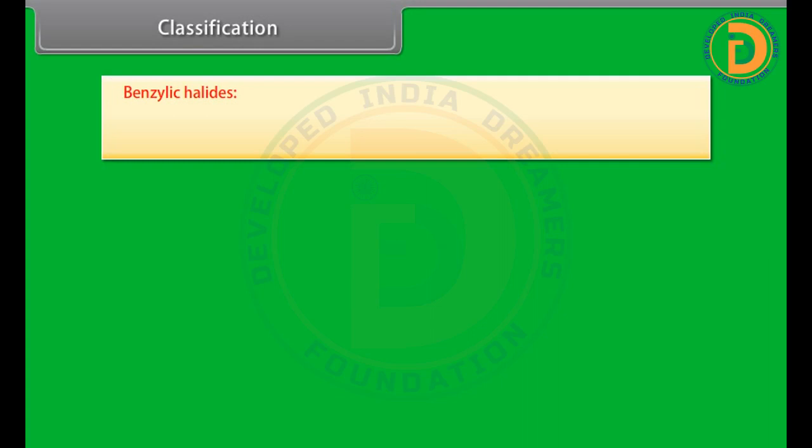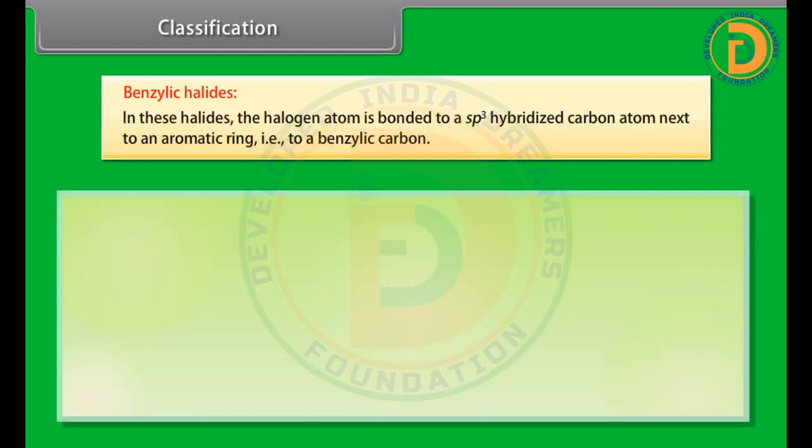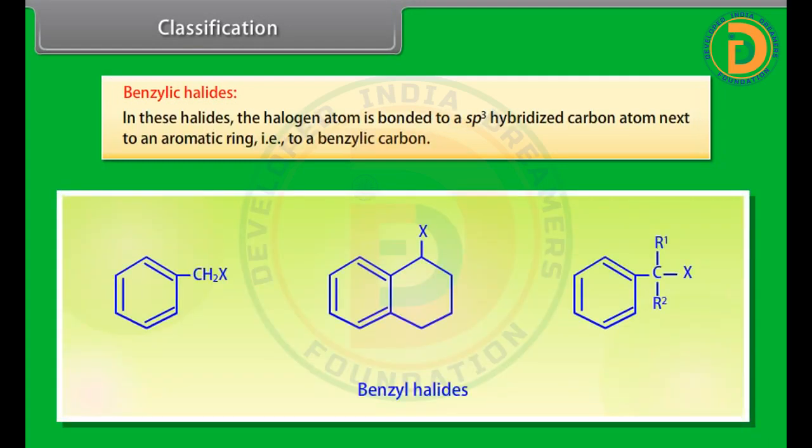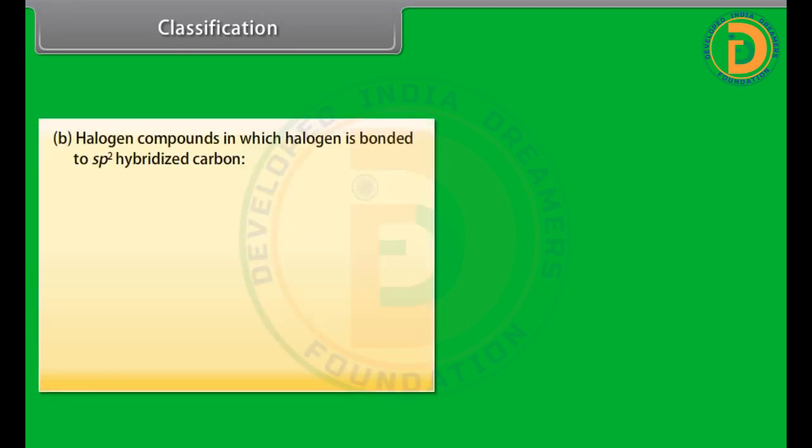Benzylic halides. In these halides, the halogen atom is bonded to a sp3 hybridized carbon atom next to an aromatic ring, that is, to a benzylic carbon. Classification. Halogen compounds in which halogen is bonded to sp2 hybridized carbon.